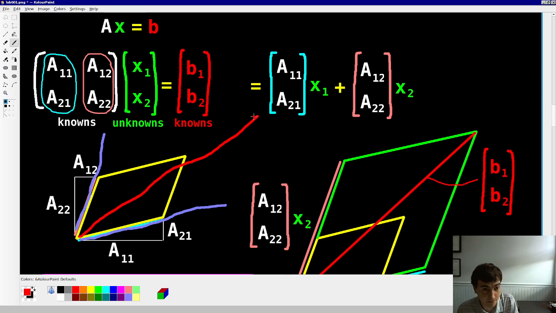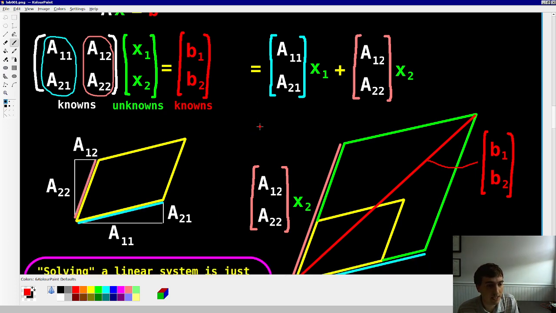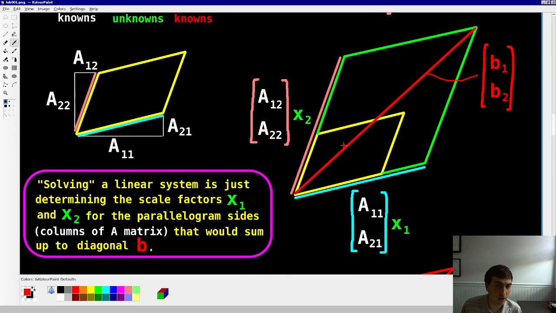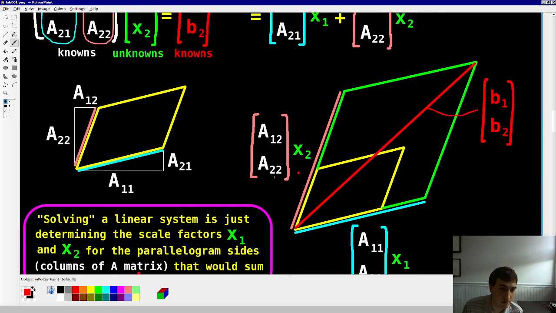I hope that made sense. And so the cool thing is, here's another drawing of that. If this side here was just the second column vector, that's this side length, and you scale that by x2, now that points here. And the idea is to pick an x2 such that if you were to add this one and this one together, you would point to where the b vector is pointing.